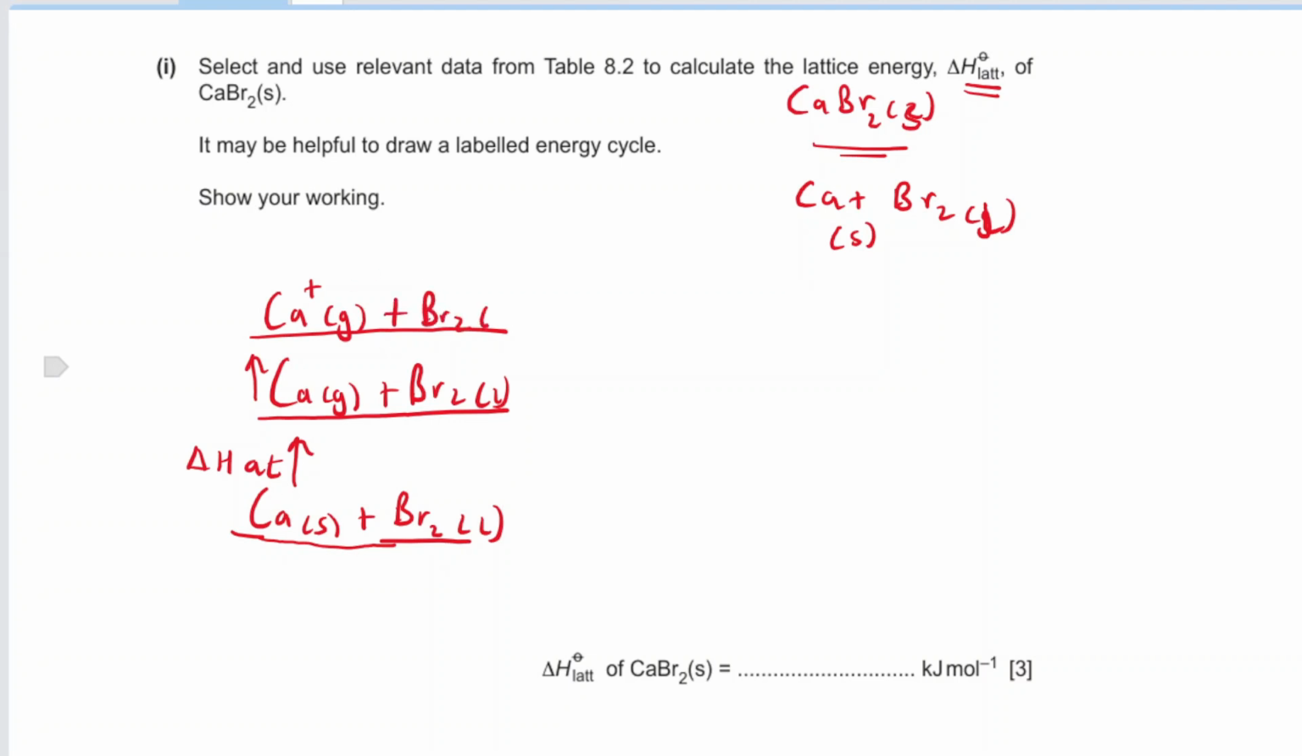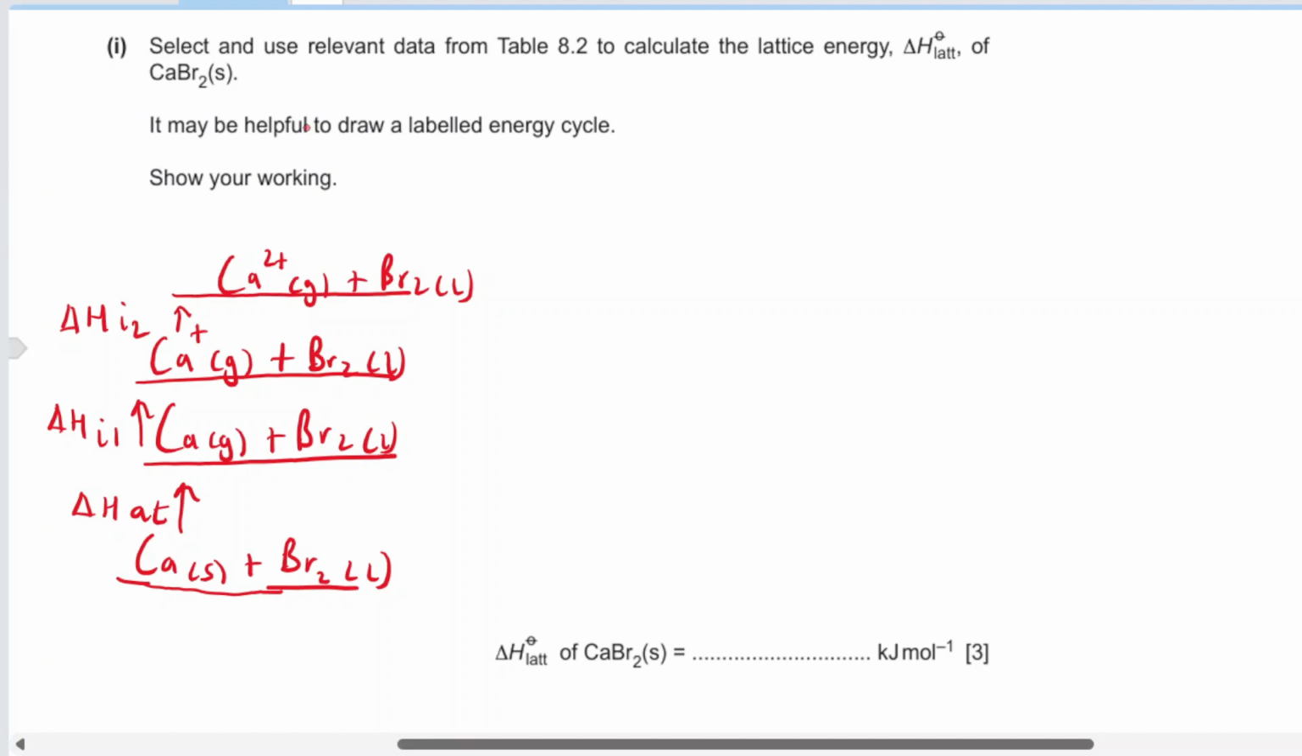Plus Br2 liquid, and this will be the first ionization energy. Then we have to have another ionization energy as well. So we'll have another arrow which will have Ca2+ gas plus Br2 liquid, and this will be the second ionization energy for calcium. So we have made Ca2+ gas, but now this time we have to make Br2 into the gaseous ion. Let me just make space for this first. So now we'll continue with the bromine, and we'll have to make this Br2 liquid into bromine gaseous ions.